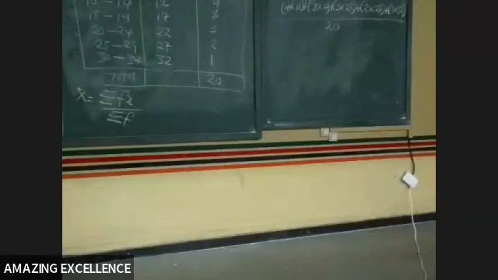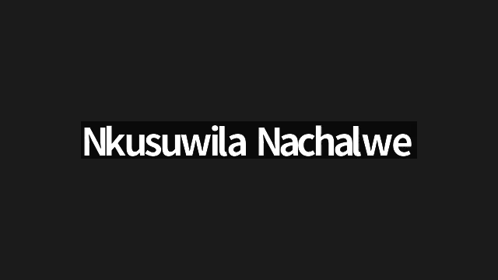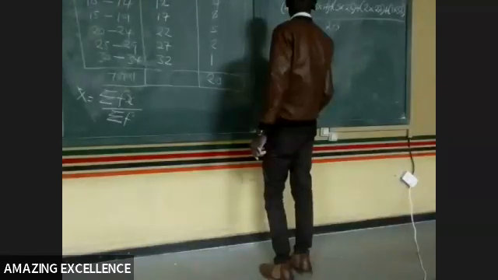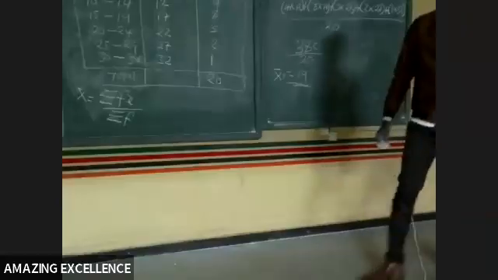Give me the top part first. What do you get on top? 380. Okay, on top is 380, divided by 20. That gives us what? 19. Right? Your mean, x bar.